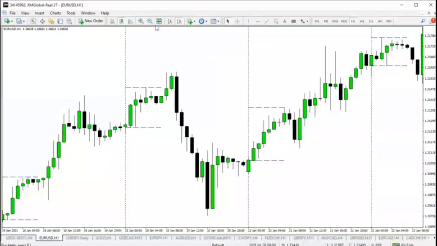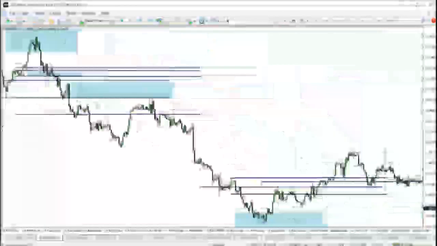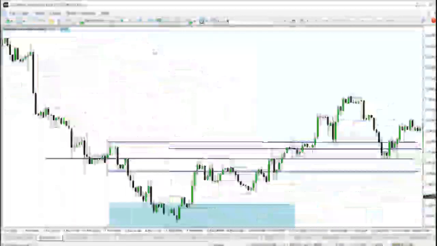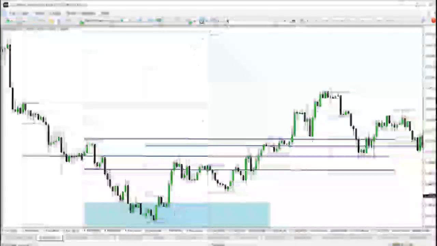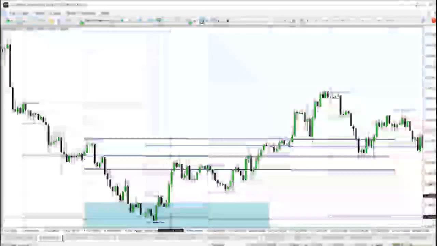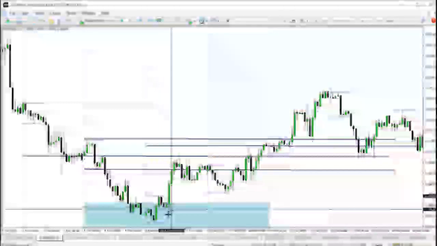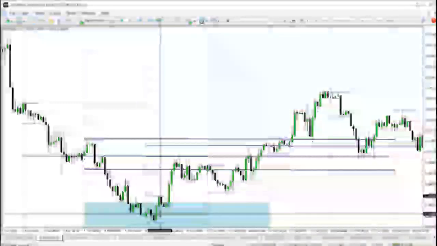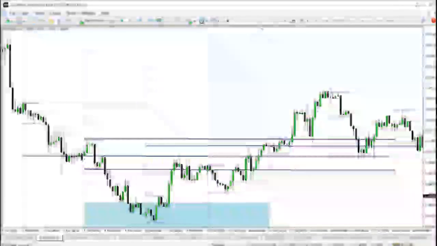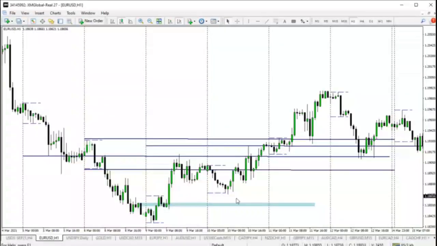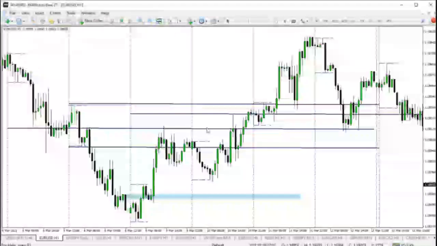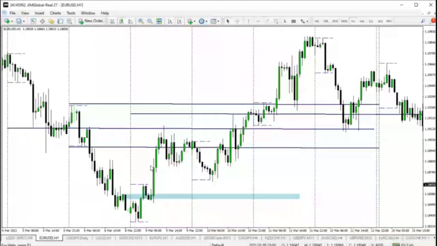Then you go to 1 hour, you want the breaker block that took out the first day's low. Our breaker block, where is it? It's this one here. So that's the other key level. Right, so we have 1, 2, 3. Now, on the 4th day, I'm looking to sell on these key levels here.